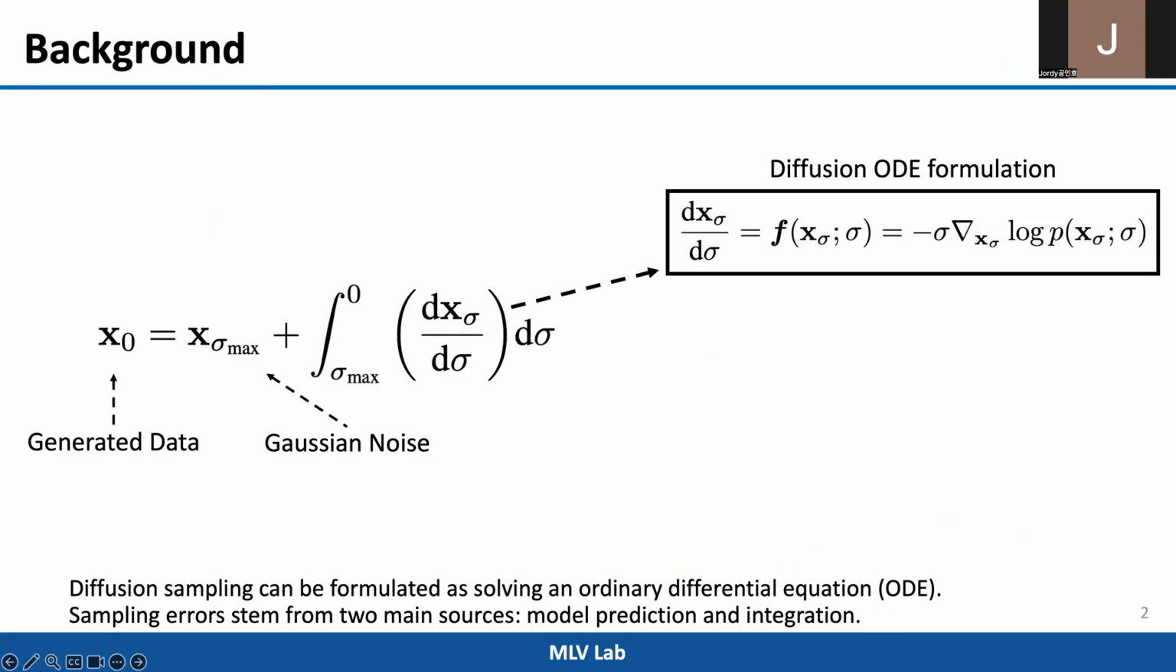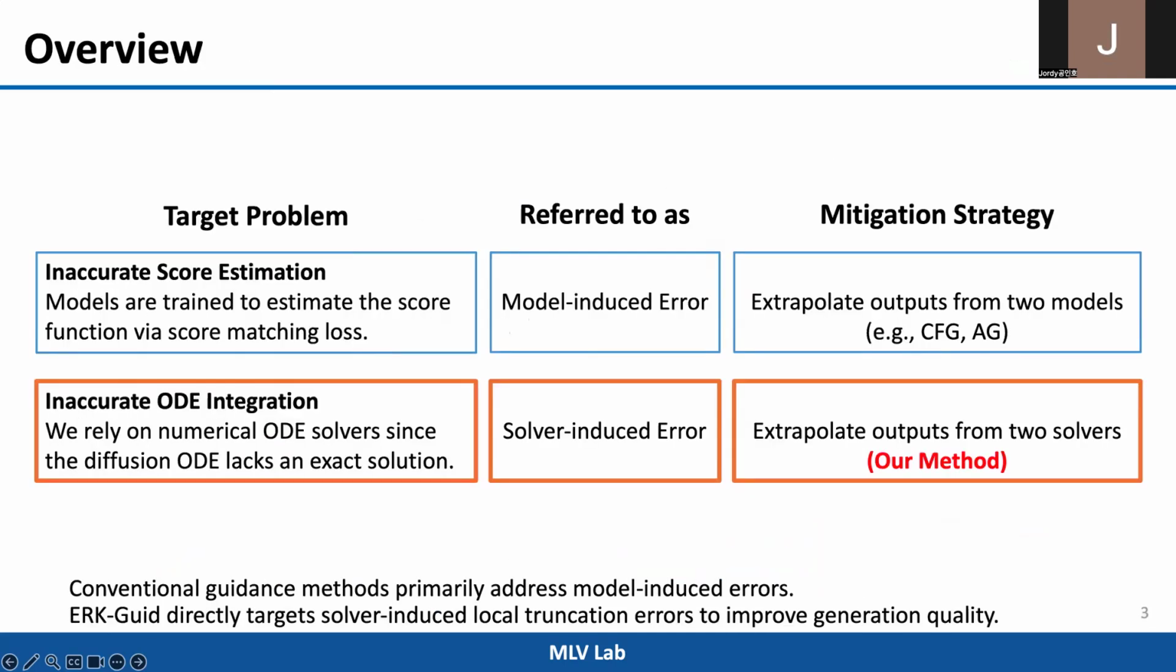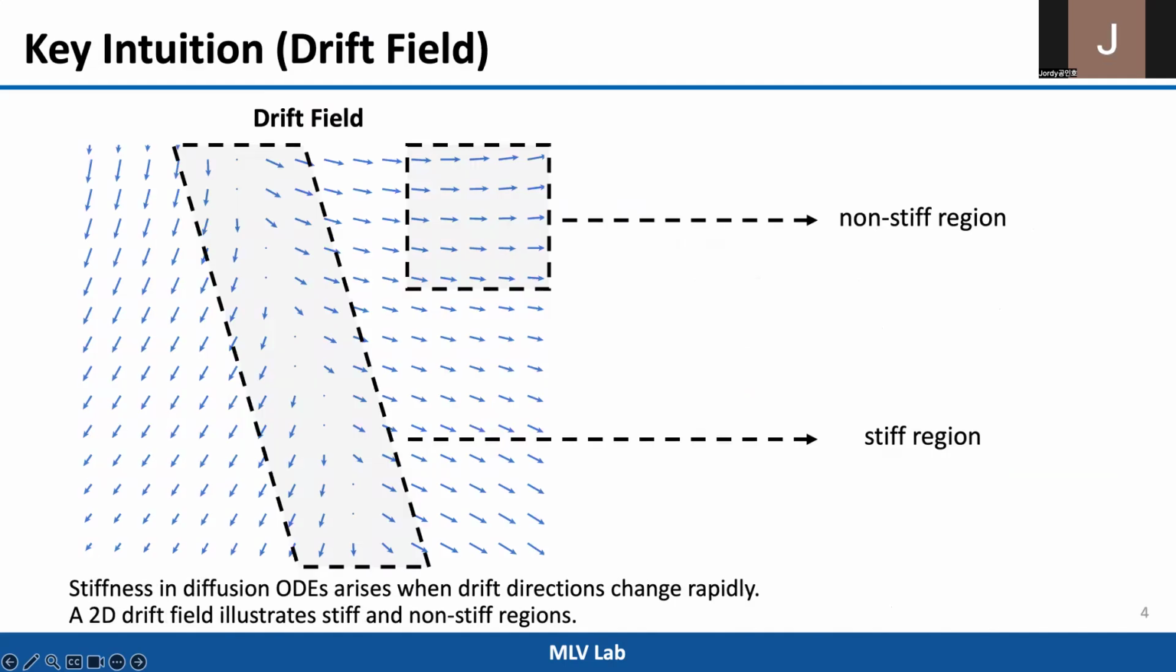As we know, generating data in a diffusion model is essentially solving an ODE. During this integration process, we encounter two main types of errors: model-induced error and solver-induced error. While popular guidance methods like CFG or Autoguidance focus purely on reducing model-induced error, leveraging the discrepancy between two different models, they overlook the solver-induced error. In this work, we introduce ERK-Guide, a method that directly targets the solver-induced error.